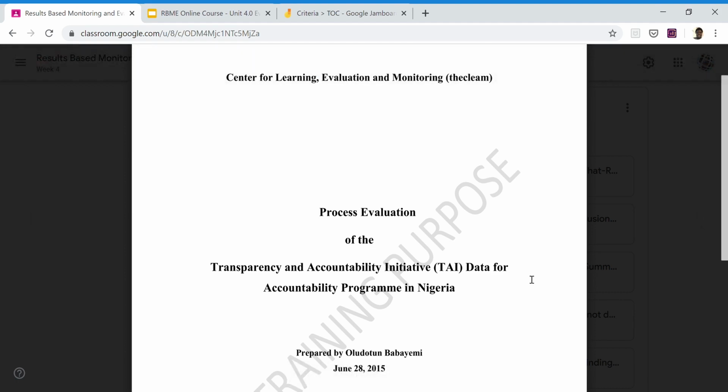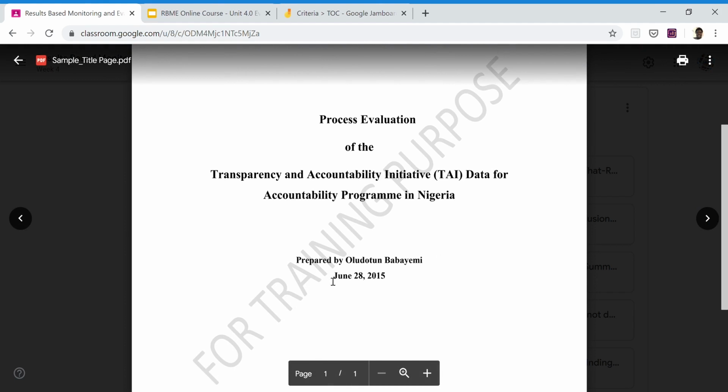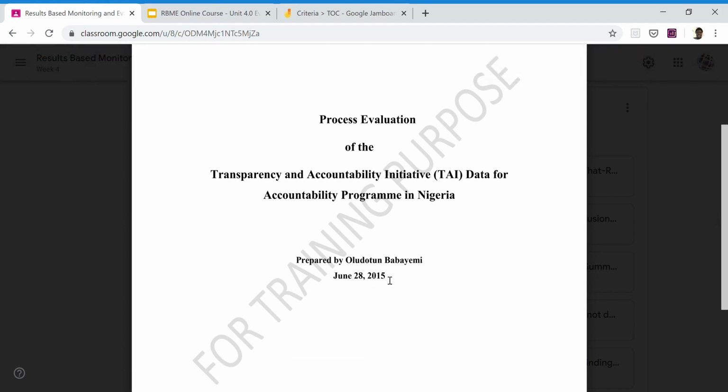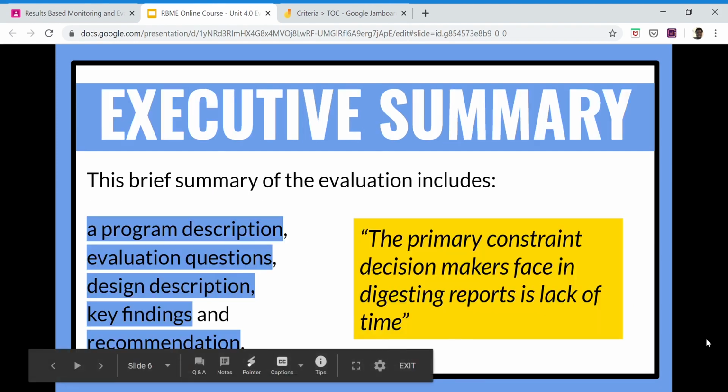program itself, which is the Transparency and Accountability Initiative Data for Accountability Program in Nigeria. So the name of the program is written, and the date of the report, the reporting date. So these are key things in the evaluation report. Just to mention that I'll be switching and giving examples based on what we have in the class. We've provided a whole bunch of samples for some of the contents that you have. Yes, so that's the title page.